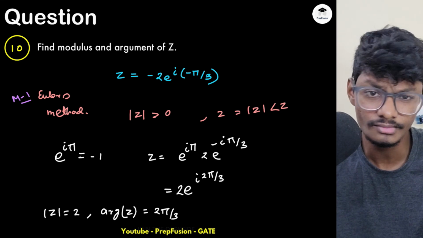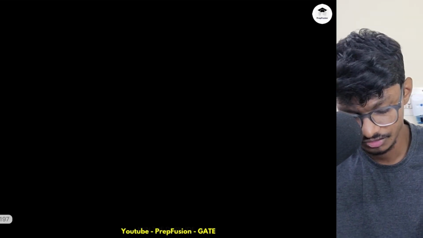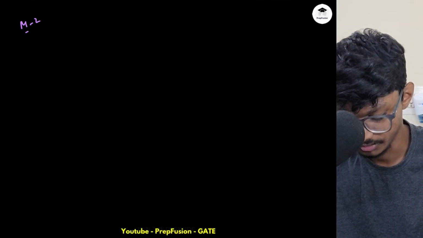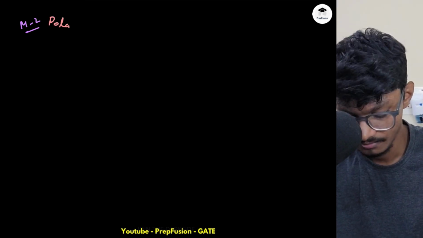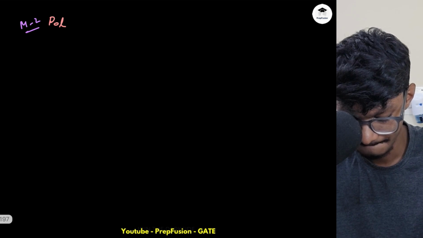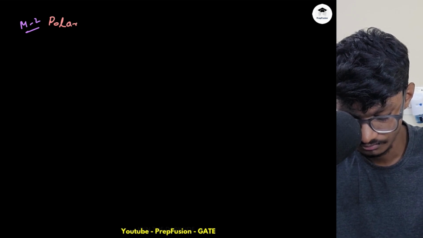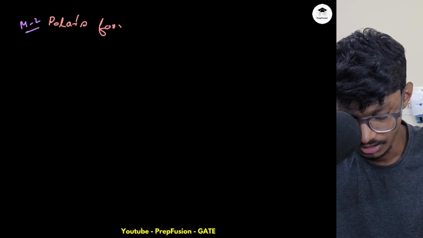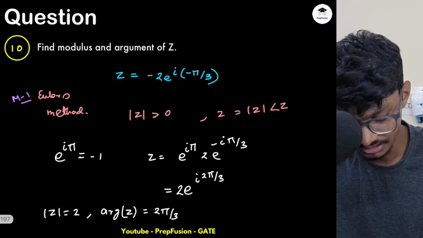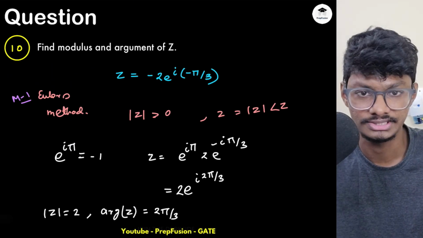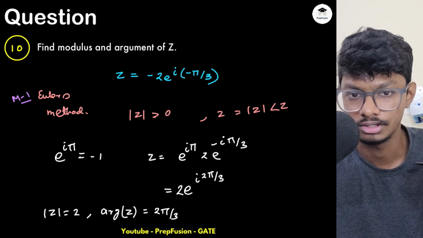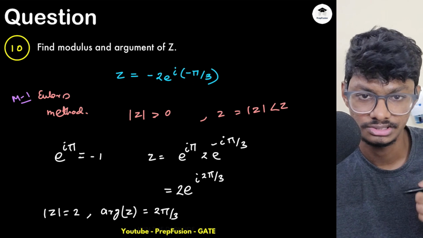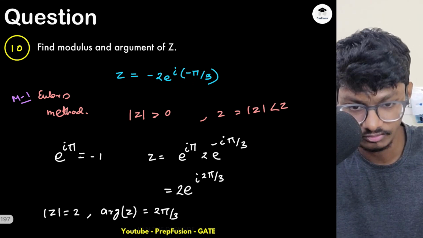Is there any method 2? Yes, there is, which also uses Euler's form, but the previous one is better; I like that better. So what is Euler's form? Basically, you convert this into Euler form. That is, I can write this as minus 2 times cos of minus pi by 3 plus i times sin of minus pi by 3.